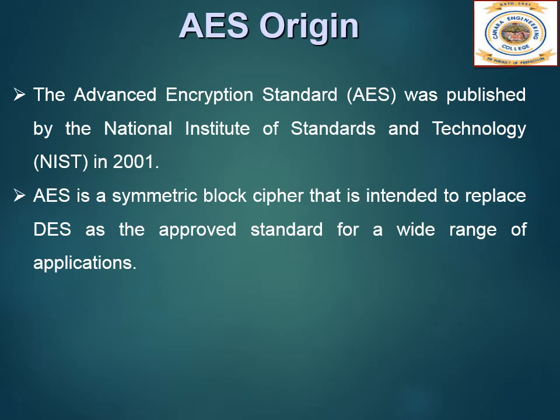Let us start with the origin of AES. The Advanced Encryption Standard, AES, was published by the National Institute of Standards and Technology, NIST, in 2001. AES is a symmetric block cipher that is intended to replace DES as the approved standard for a wide range of applications. When we learned about the Data Encryption Standard, that is DES, we saw that in July 1998, the Electronic Frontier Foundation announced that it had broken the DES encryption. So AES is one of the alternatives for DES.